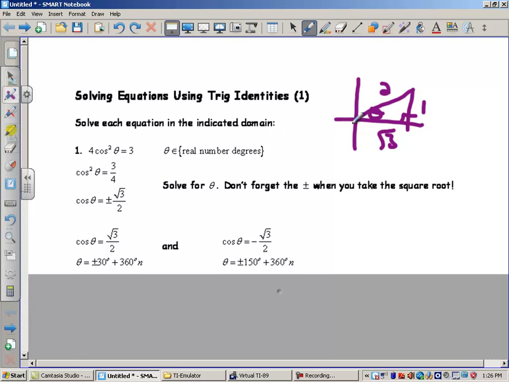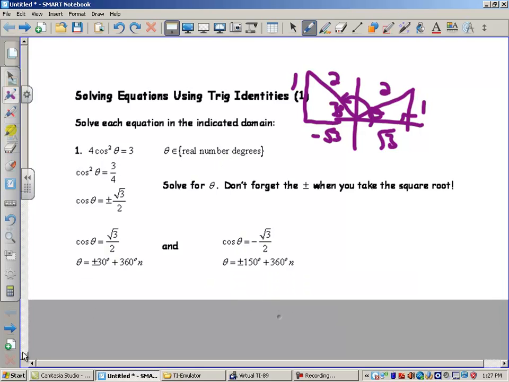But also, there's another place where cosine is negative, and that's negative square root of 3 over 2, and this would be 150 degrees. And since we have plus or minus, I need this 30-degree reference angle in all 4 quadrants. So that's why we have 30, we have 150, we have 210, and we also have 330 degrees. So that is your solution for that. Now let's do another one.